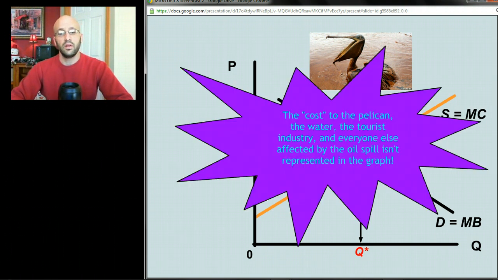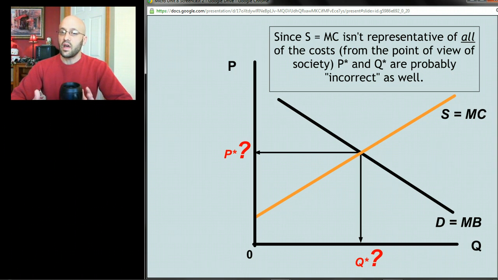So the cost to the pelican, the water, the tourist industry, and everyone else affected by oil spills in the production of gasoline isn't represented in our supply and demand graph. Since that marginal cost curve isn't representative of all the costs from the point of view of society, it's very unlikely that P star and Q star, which we were calling kind of magical before, are the correct Q star and P star from the point of view of society, because all of the costs aren't represented in this graph.